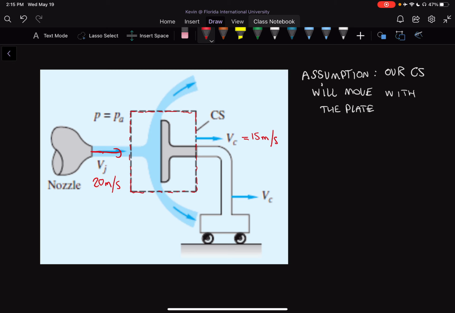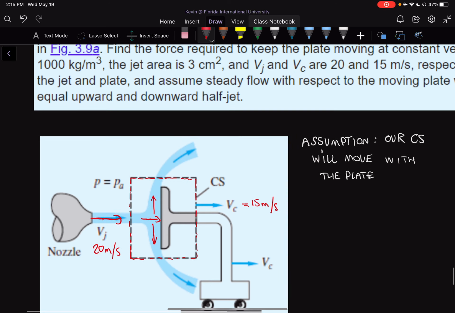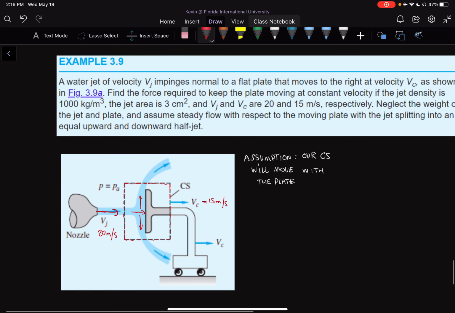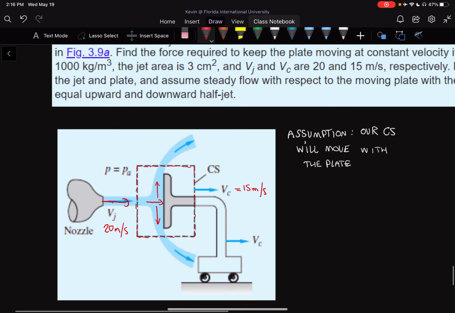The other thing we can write here is that we're told in the question that once the water hits the plate, it's divided into two different channels going up and down at 90 degrees. So we can assume steady flow with respect to the moving plate with the jet splitting into an equal upward and downward half jet. We're just going to assume that these jets are moving 90 degrees down and 90 degrees up. The diagram shows it splitting, but we're just going to show it in a very simple manner. So that's the assumption.